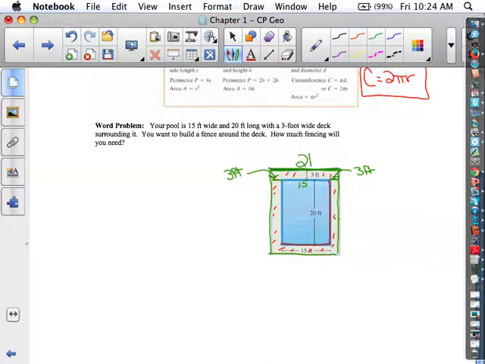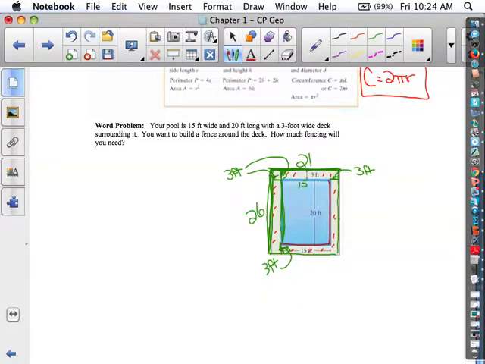Then when we look at the length of the pool, we know that's 20, but we're adding again 3 feet here, and we're going to add 3 feet here. Okay? So that makes this total side 20 plus 3 plus 3, or 26.